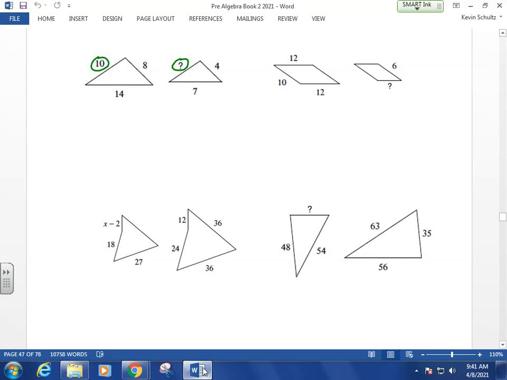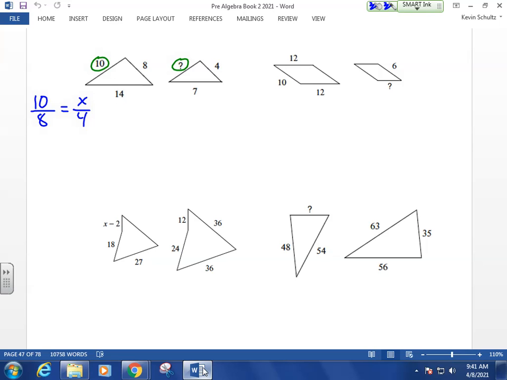Someone bold and brave, give me the proportion that you used, not the answer, but the proportion that you set up here to solve this. Connor. What are the actual numbers that you plugged in? Okay, 10 over 8 equals x over 4. We're comparing the left side to the right side of shape A, and the left side and the right side of shape B. That will get you the correct answer.